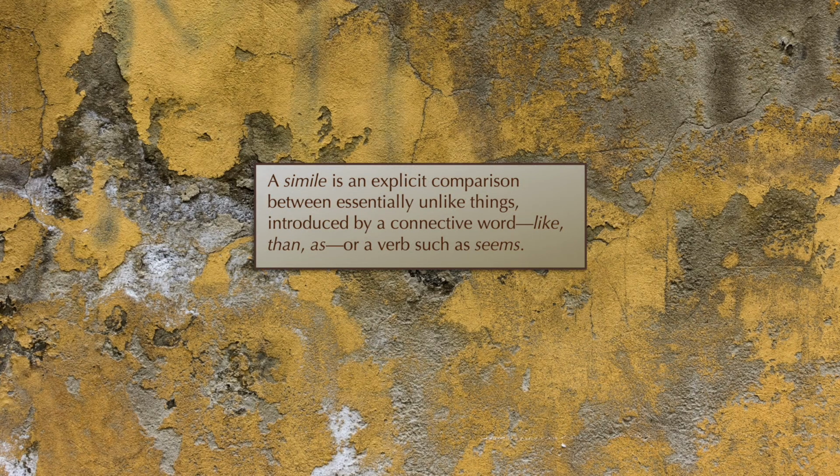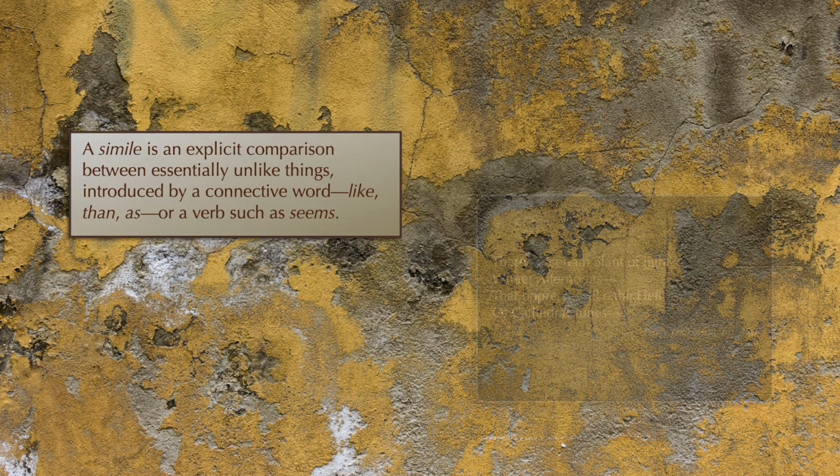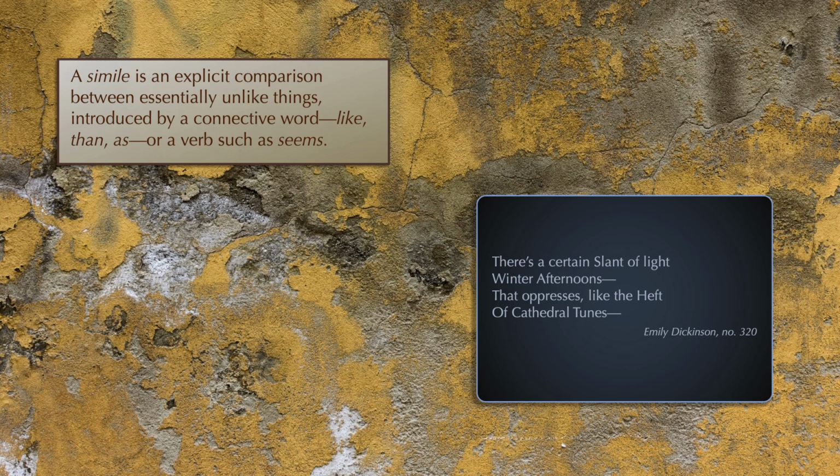So a simile, just a basic definition here, is an explicit comparison between essentially unlike things. And that comparison is introduced by a connective word such as like or than or as, or sometimes also a verb such as seems. And I'll give you some examples of this.